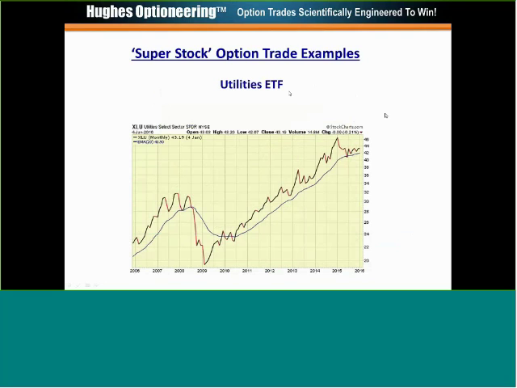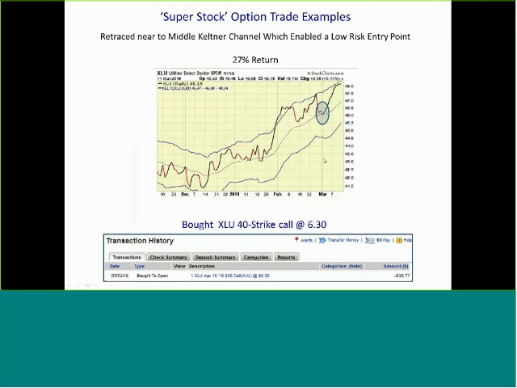Here's another example of an option that we purchased recently. This is for the utilities ETF. Here's the long-term monthly price chart of the utilities ETF, and we waited until it dropped down towards this middle channel, and that was on March 2nd. So right in here, it dropped down towards that middle channel, so we bought the utilities ETF 40 strike call at 6.30. This has about a 33% return so far, and we bought this on March 2nd.